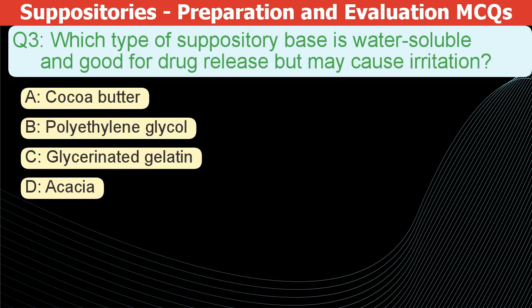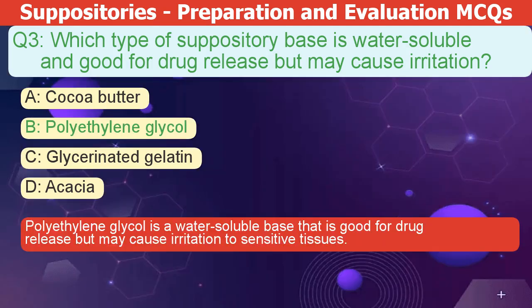Which type of suppository base is water-soluble and good for drug release but may cause irritation? A. Cocoa butter. B. Polyethylene glycol. C. Glycerinated gelatin. D. Acacia. The correct answer is B. Polyethylene glycol is a water-soluble base that is good for drug release but may cause irritation to sensitive tissues.